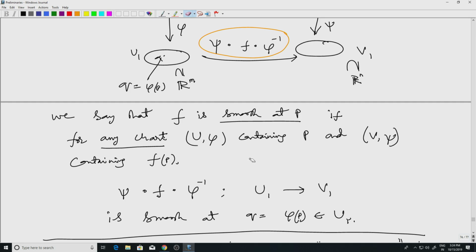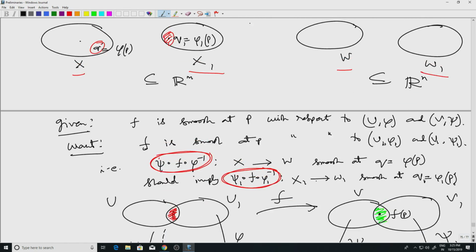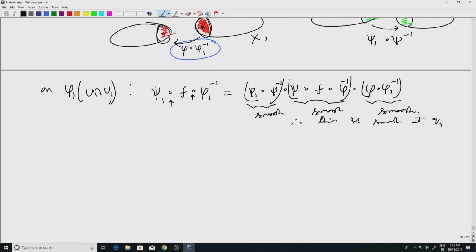Before I talk about smoothness, I just want to ensure the map is well defined. So I'll choose the charts u and v such that f of u is contained in V. Of course, this can always be done if f is continuous at P. But I put this as a condition here rather than mentioning continuity.